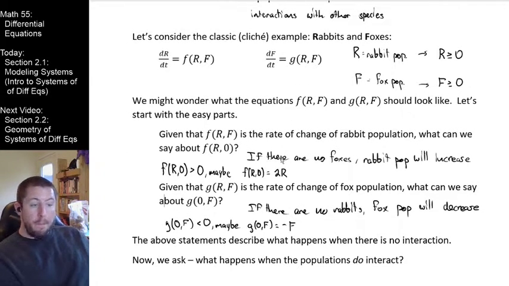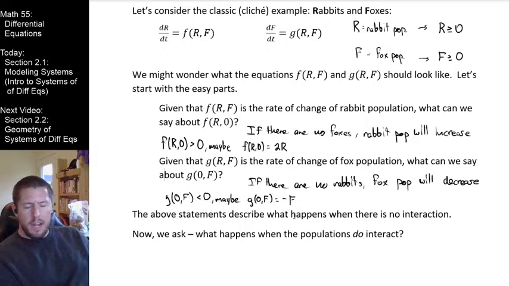So these above statements describe not what we're actually interested in, right? What we're interested in is what happens when they interact. And these two statements that we just made are exactly what happens when they specifically don't interact. What happens when there's only one of one species and none of the other? Only one of the species has a positive population, the other species has a zero population.